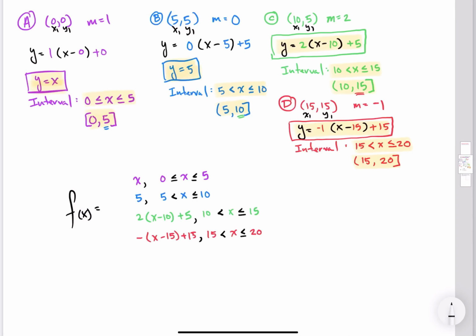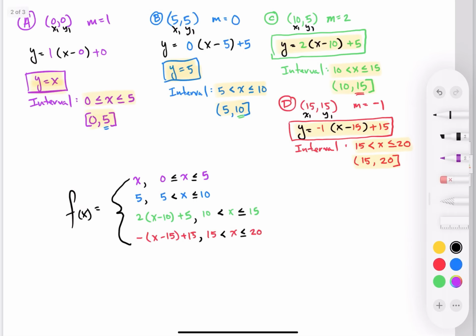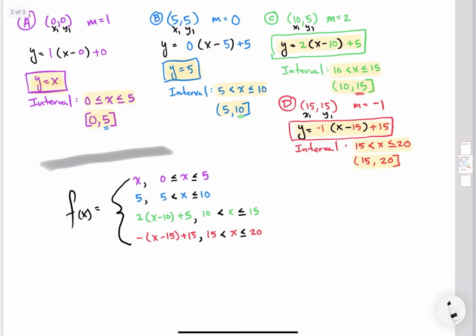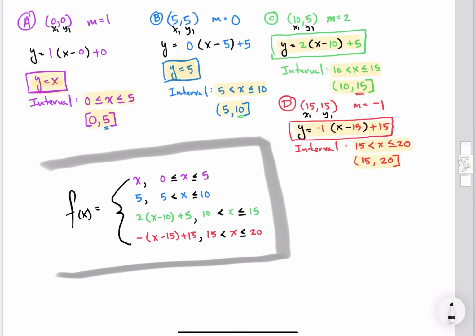And just to go ahead and put this all in one piece here, or one function, we go ahead and put this little braces here. And this right here is going to be our piecewise function. So all of this is our actual answer. Okay, so this is the equation of our piecewise function.